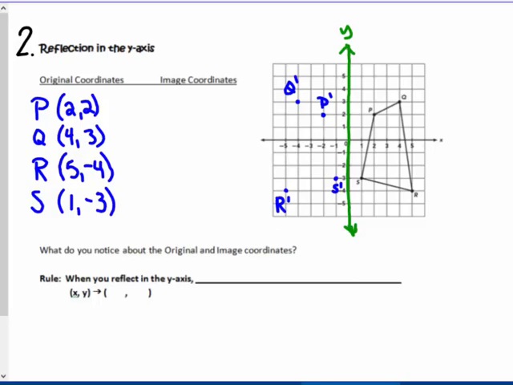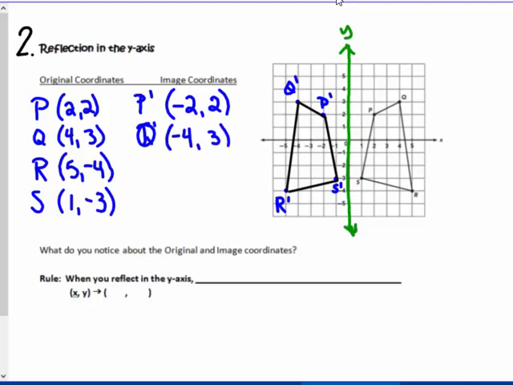So again, let's use our ruler or straight edge. I'm going to use my line tool: P, Q, R, S, and then connect back up to P there. So our P prime, the image of P, went to negative 2, 2. And Q prime went to negative 4, 3. And R prime became negative 5, negative 4. And S prime became negative 1, negative 3.